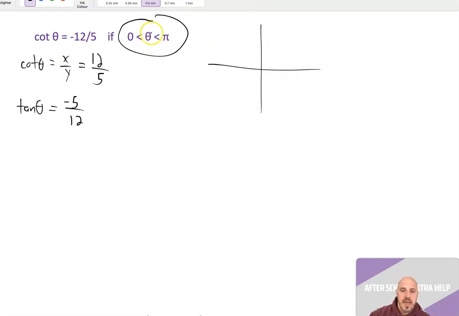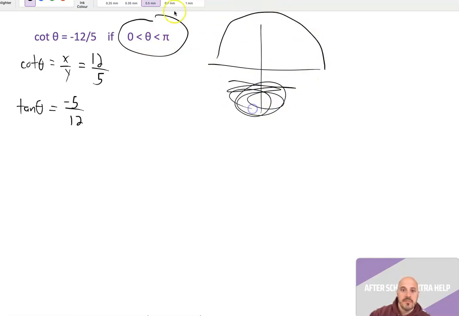So I'm saying my angle, theta, is in between 0 and pi, right? So I'm in my top two. I don't care about down here. So, let's see. To get a negative out, can I be in my first quadrant? No, x and y are both positive there, so I know I'm over here. And is it x or y that's positive? Well, in my second quadrant, the y is positive.